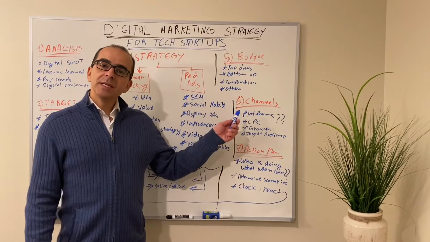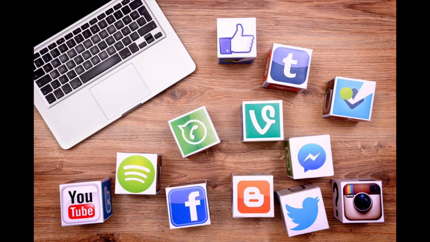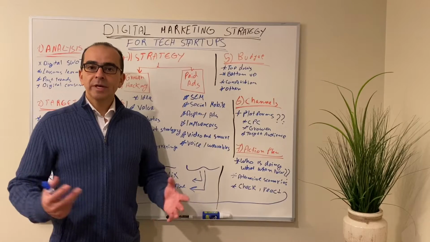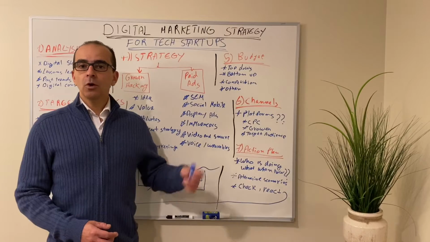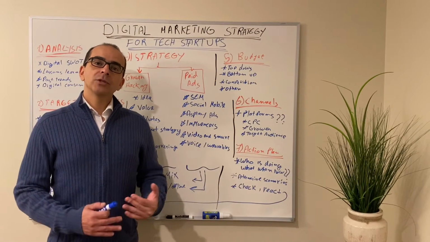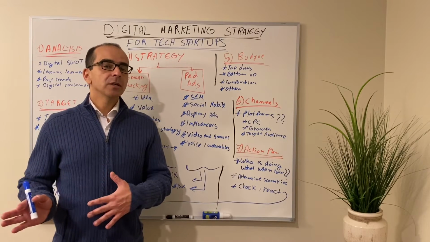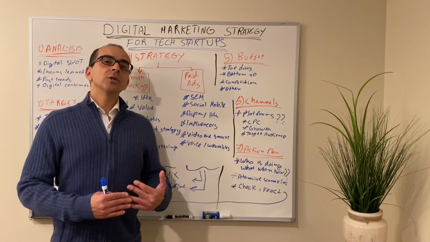Now, step number 6 is identifying the channels and platforms that you're going to run your campaign on. Do we run the campaign on Facebook or Instagram? The answer is, go back to your target segment. What kind of platforms do they actually use the most? What kind of platforms do they use to make the decision? And what kind of platform do they actually use to buy?